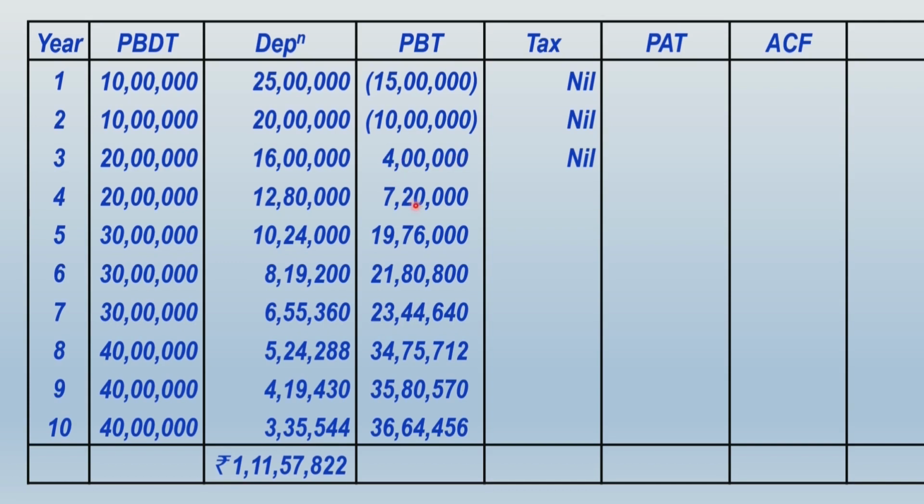That will be carried forward in the fourth year, and now in the fourth year the set off that will happen will be 7,20,000. Once the brought forward loss is more than the amount of taxable profit, there will be again no tax in the fourth year. So fourth year tax will again be nil.